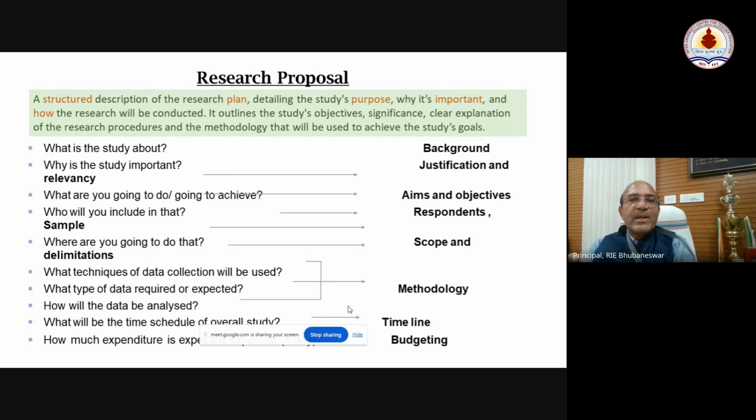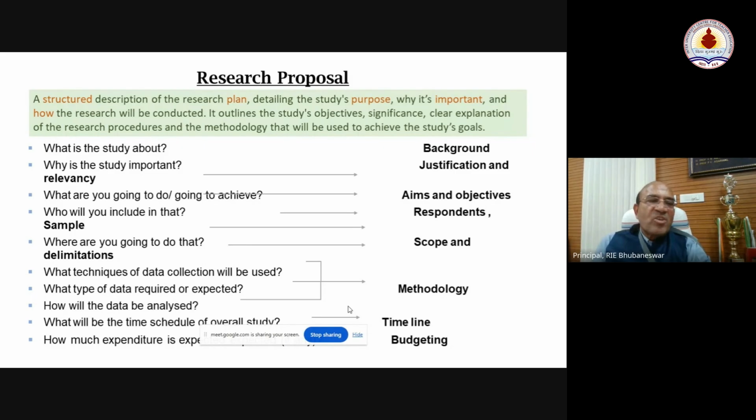Otherwise, the researcher will be confused, haphazard, and will not be able to do the work clear-cut. So planning must be there. So what is the study about? What is its background? Then why is this study important? Justification and relevance. We have to give justification. What is the researcher going to do, going to achieve?